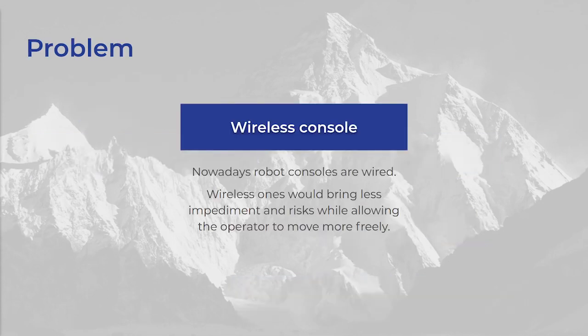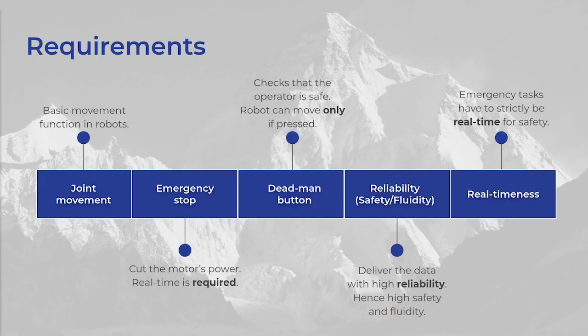So we want those robots to be wireless so that the operators can move more freely and they wouldn't be constrained by the wire, both in terms of freedom of motion and risks attached to it. Our requirements are simple but very strict.